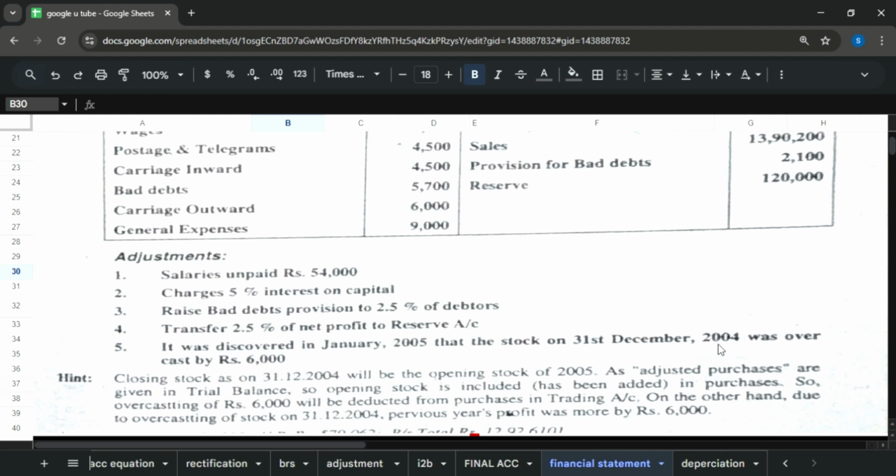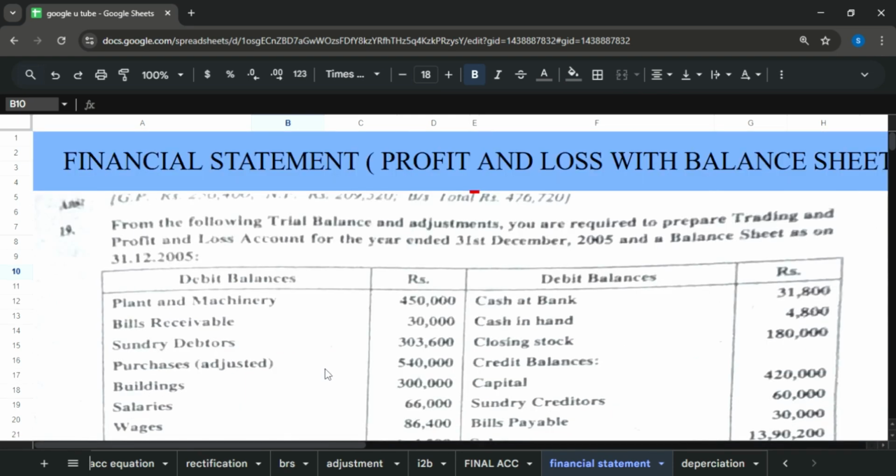31st December 2004, it's a previous year. When stock of previous year is mentioned, it means it's opening stock. And when it is overcast, that means our expense side. Opening stock is usually written on the expense side. So the expense side was overcasted. So a better solution we will serve.